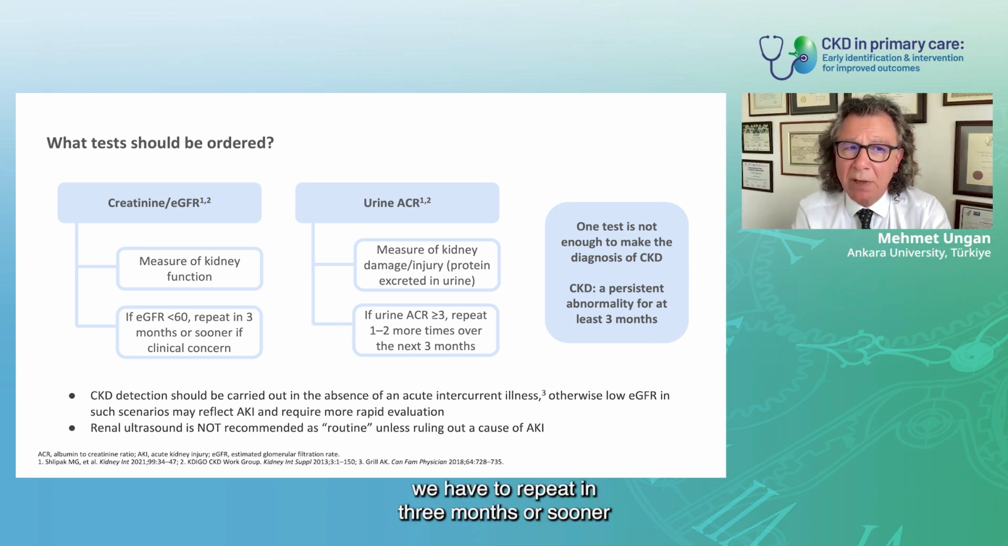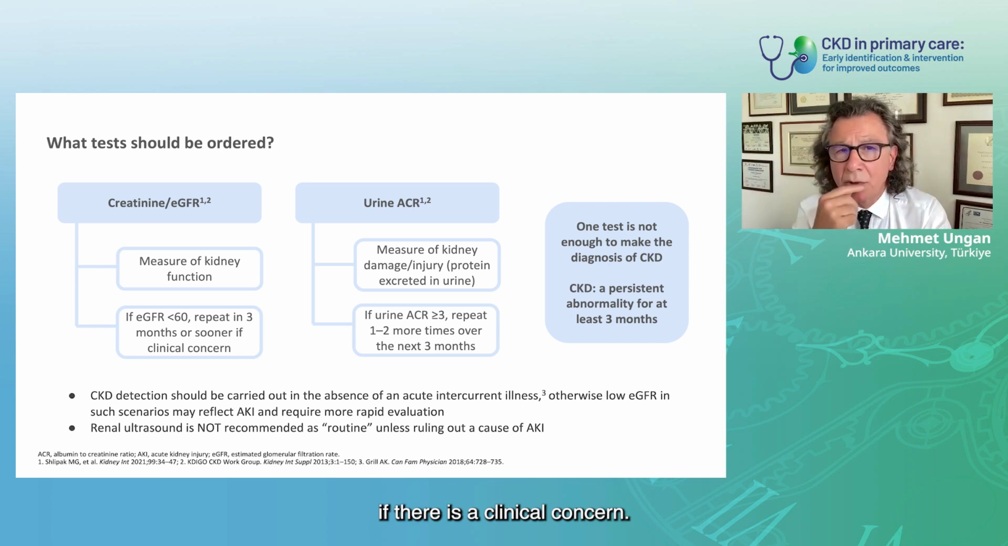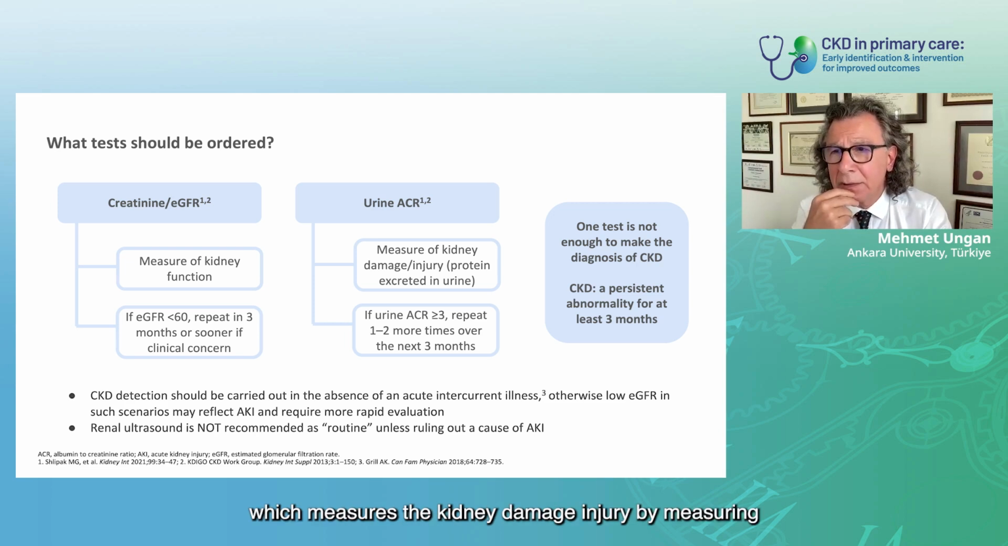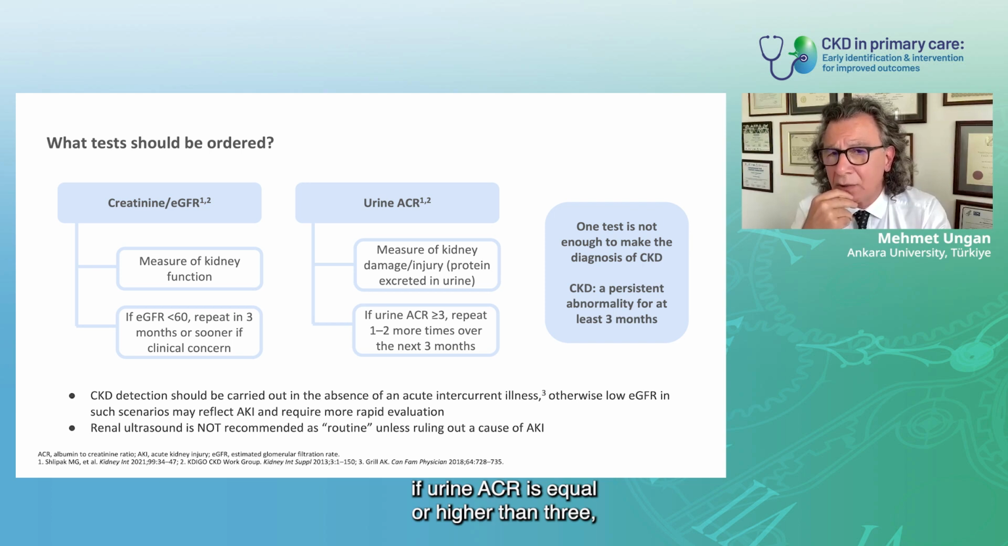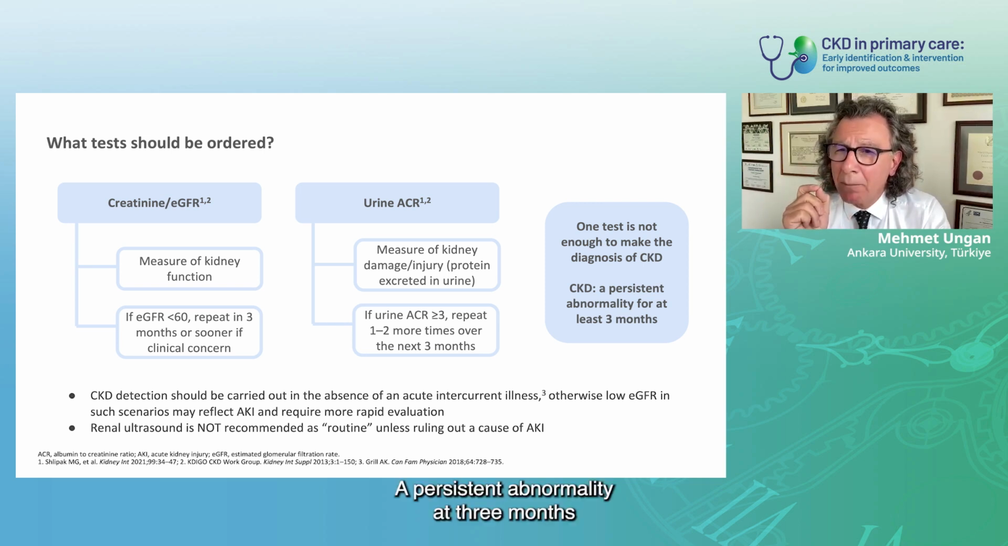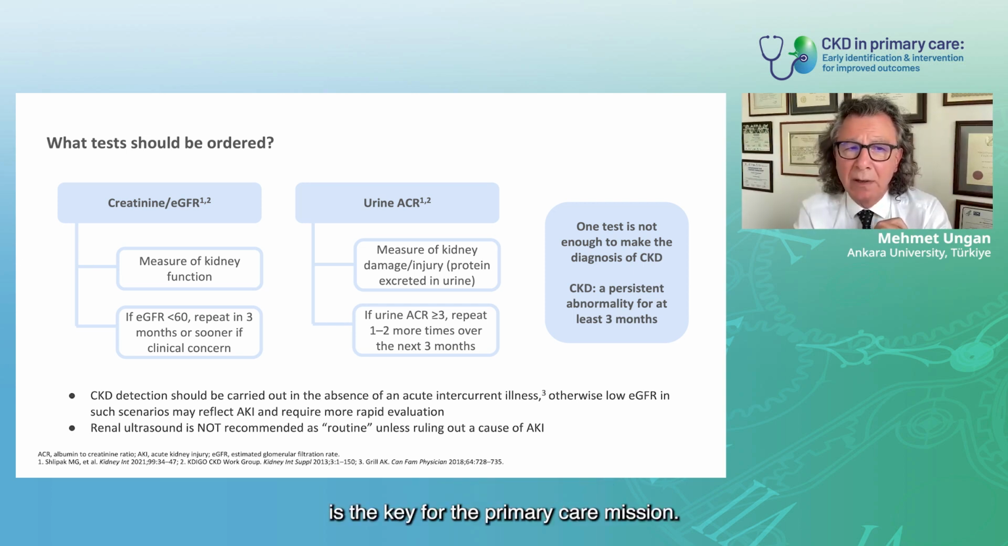The creatinine and eGFR measure the kidney function, and if the eGFR is lower than 60, we have to repeat in 3 months or sooner if there is a clinical concern. The urine ACR measures the kidney damage, the protein excreted in urine. If urine ACR is equal to or higher than 3, we have to repeat 1 or 2 times more over the next 3 months. One test is not enough to make the diagnosis of CKD. A persistent abnormality for at least 3 months is the key for the primary care physician.